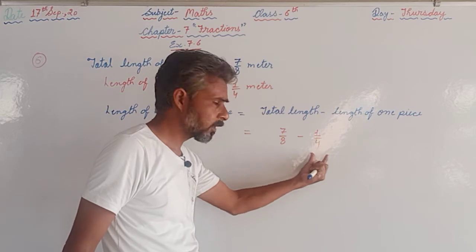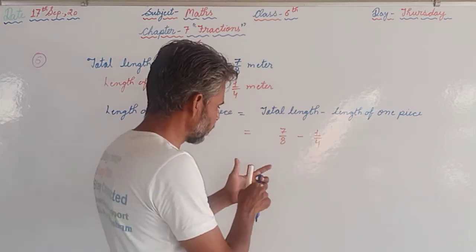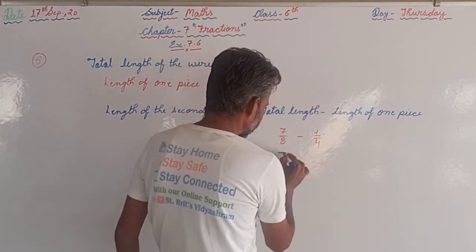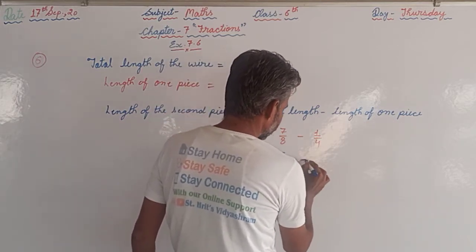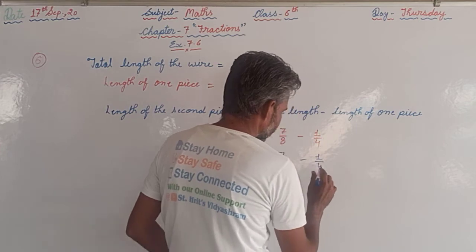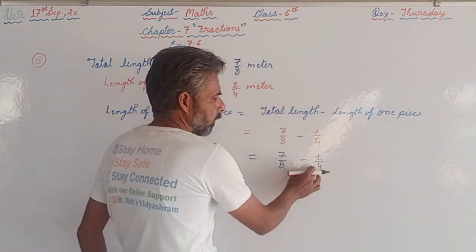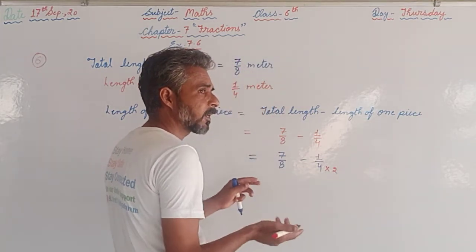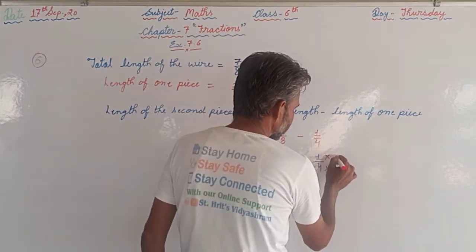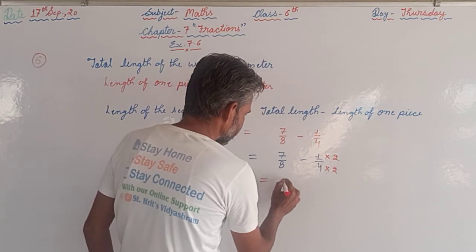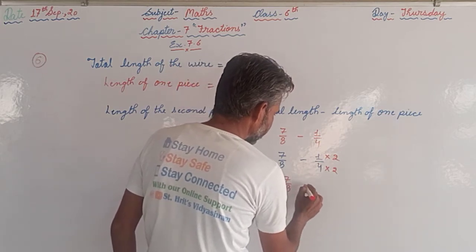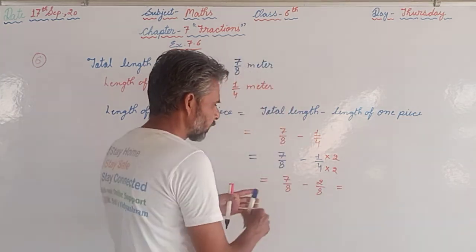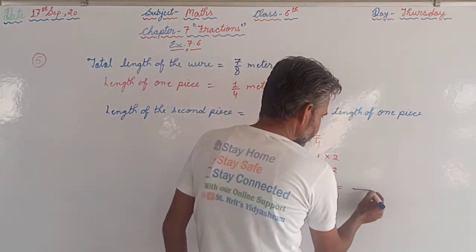Now these fractions are unlike fractions, so we are supposed to make the denominator same. We can make the denominator same in 7/8 minus 1/4. We can make 8 here. So to make 8 we have to multiply by 2. If we are multiplying the denominator by 2, we are supposed to multiply the numerator as well by the same number. So it will become 7/8 and this will become 2/8. Now both the fractions are like fractions. Now we can subtract easily.